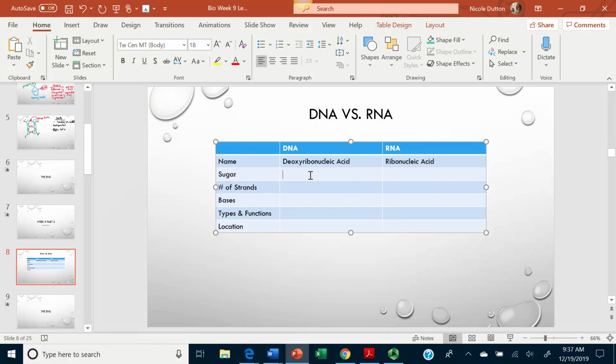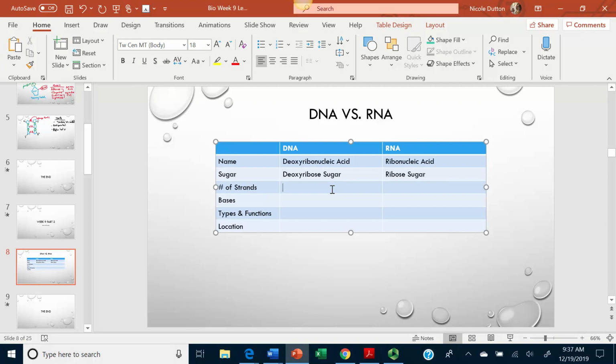And this difference comes based on the fact that there's a different sugar. So for DNA, it's deoxyribose sugar. And for RNA, it's ribose sugar. Basically, the sugar in DNA is missing an oxygen versus the sugar in RNA.